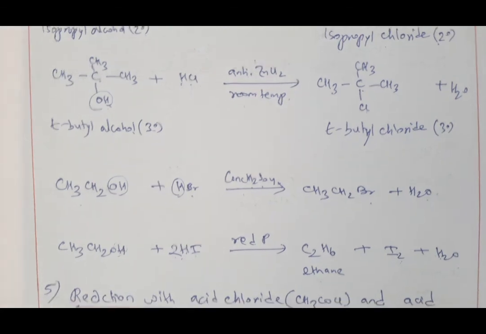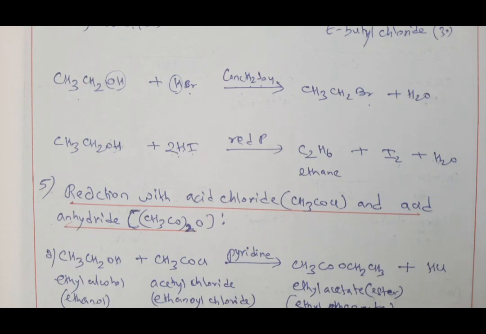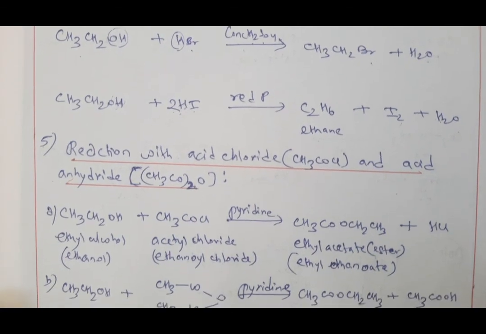From the fifth, we will do it in our next video, and that is the reaction with acid chloride and acetic anhydride. So from property number 5, we will see in our next video.